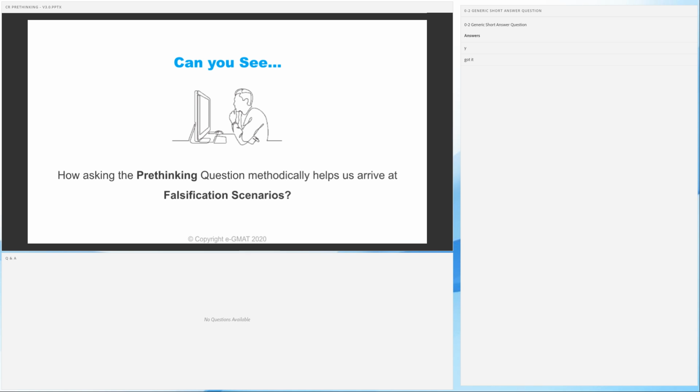Okay. But can you really see that when you go through this entire process methodically, first visualize the information in the argument. Make sure you visualize every sentence. Then build that logical structure and then ask that pre-thinking question. Once you start doing that, you start arriving at falsification scenarios. And once you do that, you'll be able to come up with good answers.